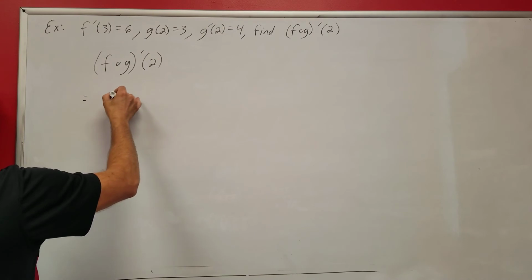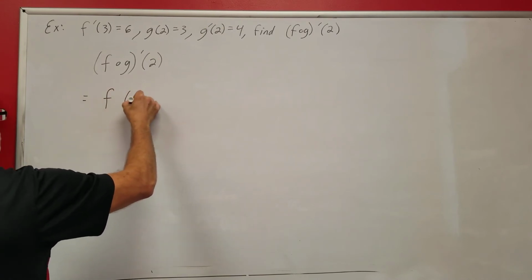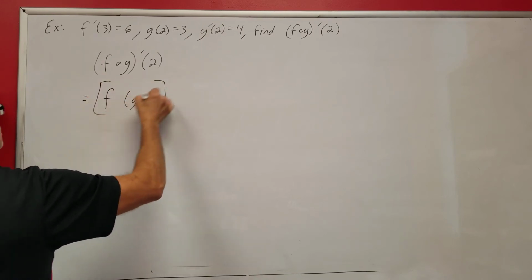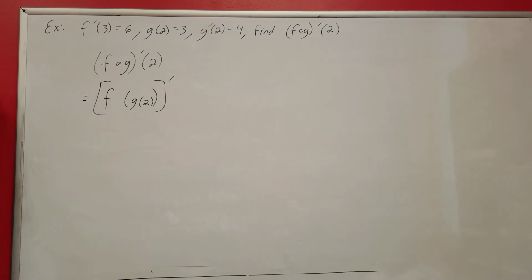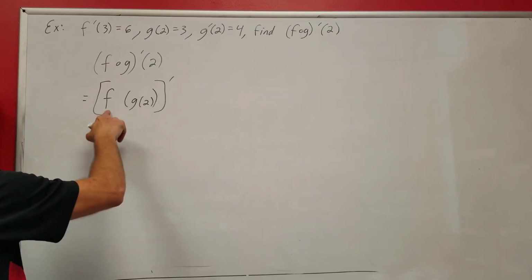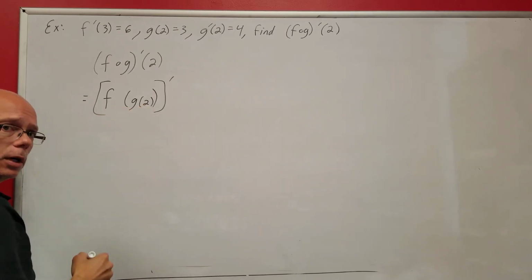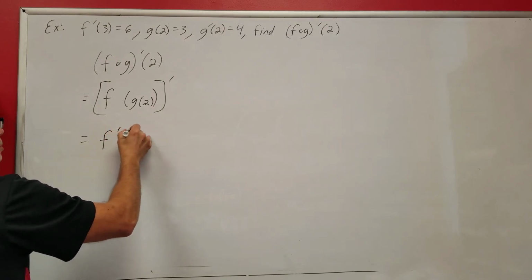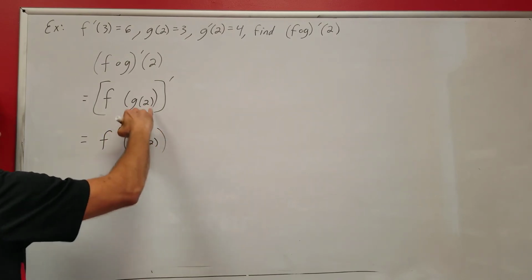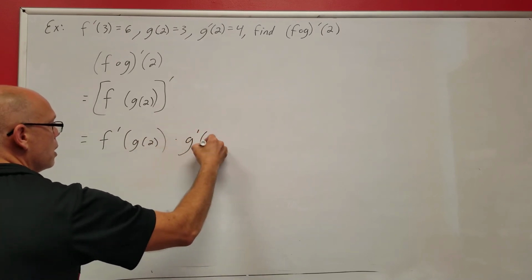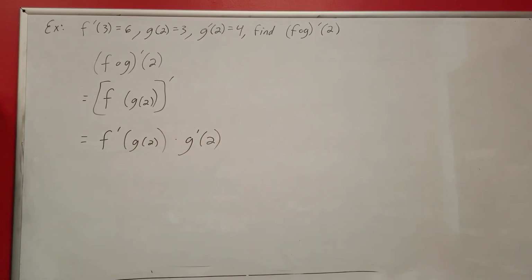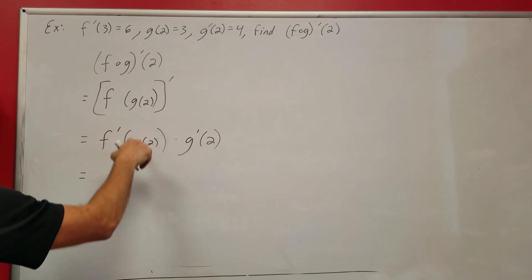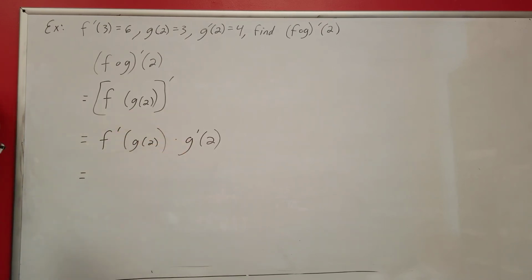Isn't that basically saying f of g of 2, and I want to take the derivative of that? Outside function, inside function. So the derivative is going to be the derivative of the outside at the inside, at g of 2, times the derivative of the inside. Do y'all agree with that? Derivative of the outside at the inside times the derivative of the inside.